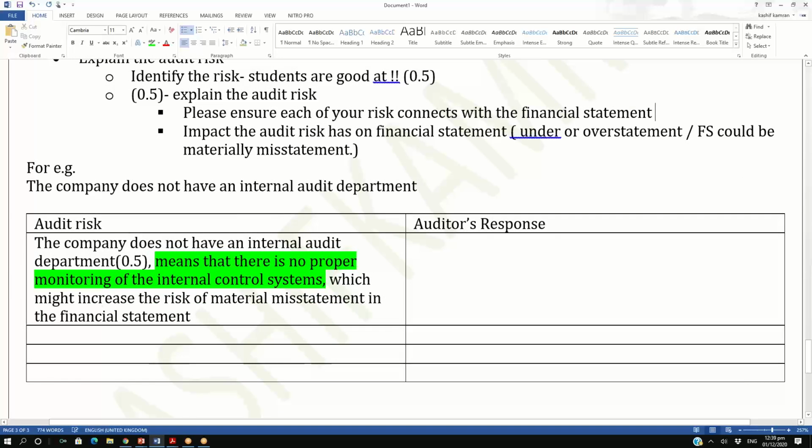Now, auditor's response. Your auditor's response will be how would you ensure it's mitigated? What procedure will you perform to ensure that, in the absence of the internal audit department, the company is managing its affairs? You're not giving a recommendation. You're giving an auditor's response: when the auditor goes through the audit, how will he ensure that in the absence of the internal audit department, the management is managing the affairs?